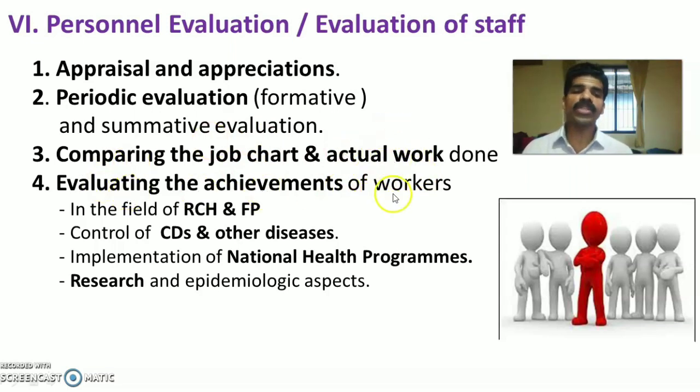Then evaluating the achievements of each worker or subordinate in the area of RCH and family planning, that is reproductive and child health and family planning services, control of various communicable and non-communicable diseases, implementation of various national health programs, and research and epidemiological aspects, or conduct of epidemiological surveys in the community or in the field. So that comes under evaluating the various achievements made by the subordinates or health workers in RCH and family planning, communicable and non-communicable disease control and prevention, implementation of national health programs, research activities, and epidemiological surveillance for early detection and control of diseases.